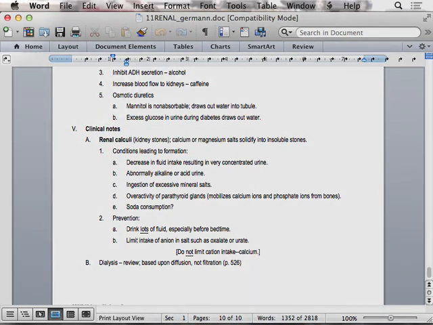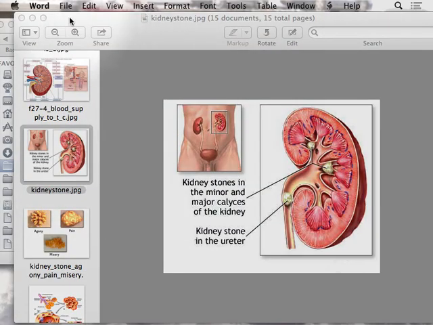Cool. I don't want to do dialysis review because I already taught you that once. So we're going to go to the respiratory system.